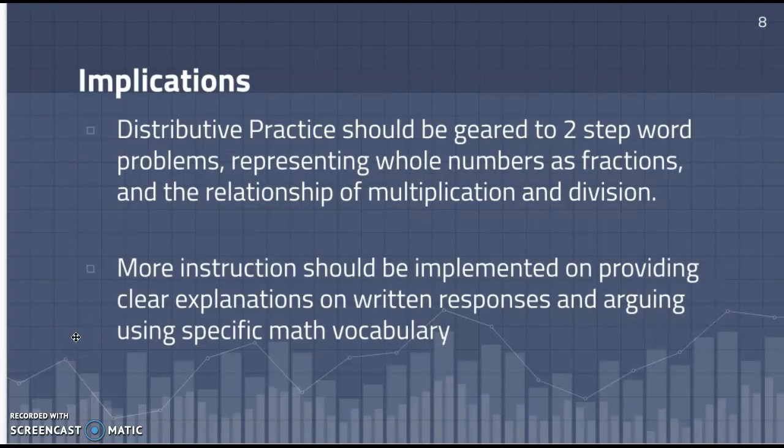So an implication would be that more instruction should be geared to providing expectations for what should be in those responses, modeling those responses, arguing with specific math vocabulary, presenting math vocabulary, and getting the students to be aware of math vocabulary and use it in math, and just have a lot of opportunity to practice those kinds of explanations.